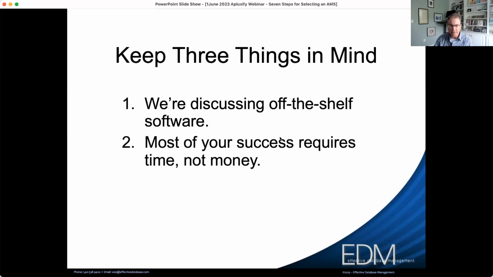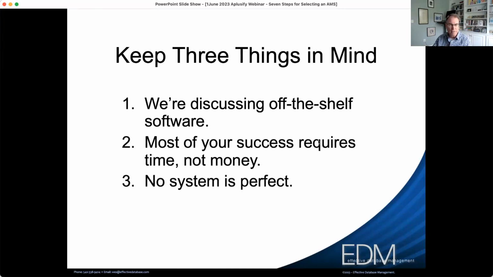The second thing to keep in mind is that, believe it or not, most of your success in this process requires time, not money. Obviously, money is important. You have to have the budget if you want to get a certain kind of product. But what will make you successful is taking the time to follow these steps and to really think about what you're doing as you work through the process.